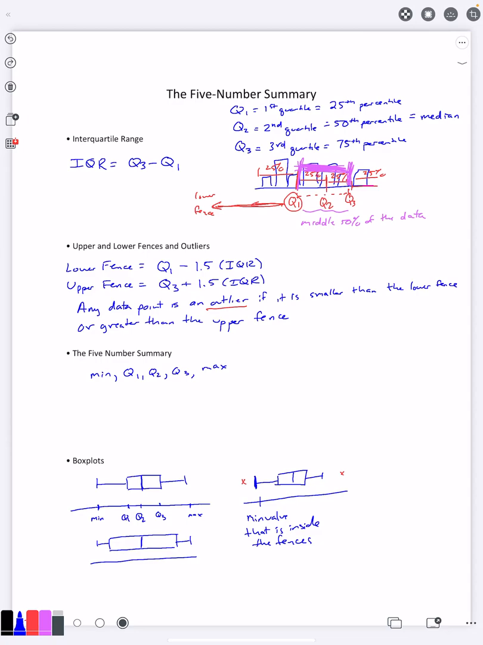So yeah, this is what a box plot is. Again, you're not going to have to graph your own box plot by hand. We have software to do that for us. However, I may give you a picture of a box plot and ask you questions about what it's representing. And so you need to understand what all these things mean when you are given a box plot.